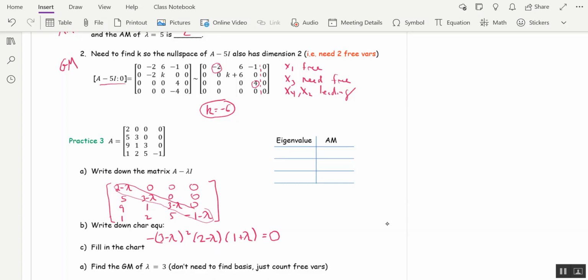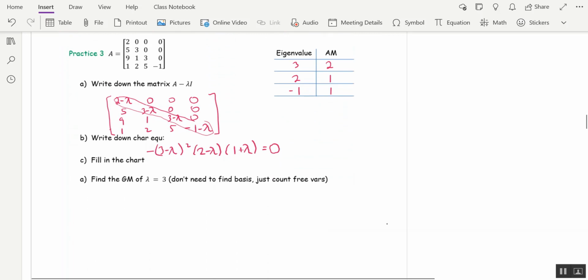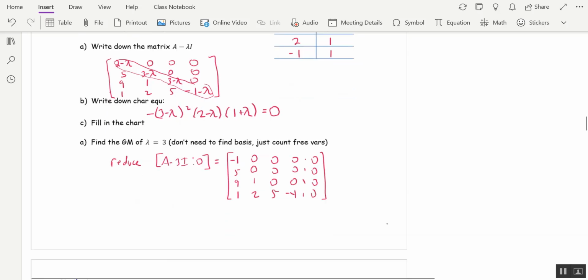So now I can fill in the chart. My roots of that equation are 3, 2, and negative 1, and the algebraic multiplicities are the exponents. So 2, 1, and 1. All right, and finally, find the geometric multiplicity of lambda equals 3. So what we have to do here is reduce A minus 3I augmented with 0 and count the number of free variables. So we're just going to go to echelon form to do that. We don't have to go to reduced echelon. So there's the matrix A minus 3I augmented with 0. And I'm just going to jump right to the echelon form.